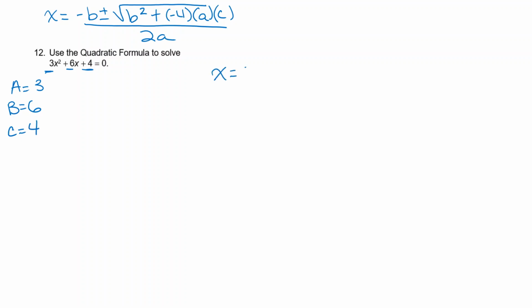x equals negative b, which is 6, plus... sorry. Let's do it. x equals negative b plus or minus the square root of b squared minus 4ac. a is 3 and c is 4.